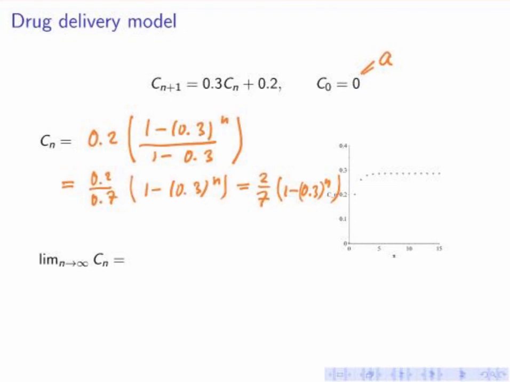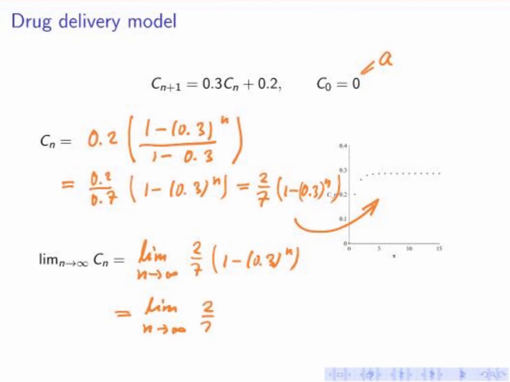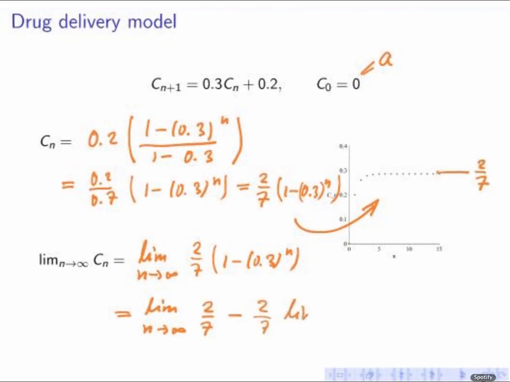So we get a wonderful formula for the drug concentration, and this is in fact what describes the curve. This is the same curve as I showed before. In the limit as n goes to infinity, we have the limit of 2/7 times 1 minus 0.3 to the n. So we use our limit laws, and this is the same as 2/7 minus 2/7 times the limit of 0.3 to the n. Now the first term has no n in it, so the limit of 2/7 is just 2/7. And the second term has a limit of 0.3 to the n, which goes to 0. So the result is 2/7. So our asymptotic concentration of drug in the blood is 2/7.